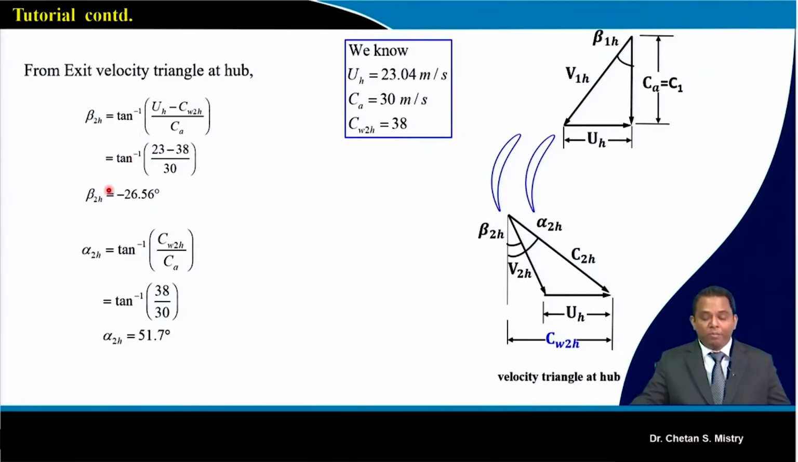If you look at my beta 2, just be careful, it comes out as minus 26.56. Say on one side we are putting this beta 2. Okay, so do not get confused that the angle is coming negative. You just need to represent it in such a way that it is on the other side of my velocity triangle. Now if you look at my blade or aerofoil shape, that will also be changing accordingly. Now alpha 2 you can calculate, it is coming 51.7 degree.